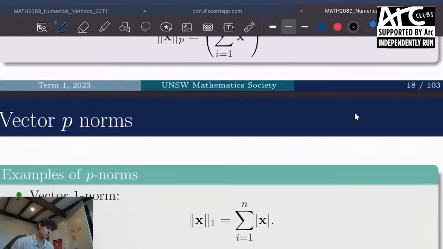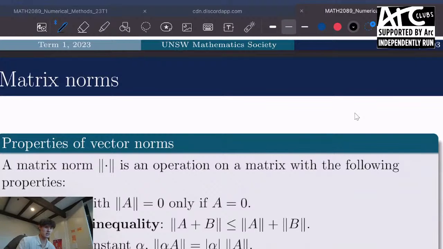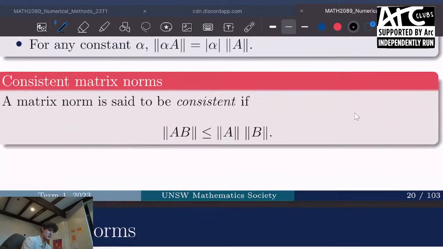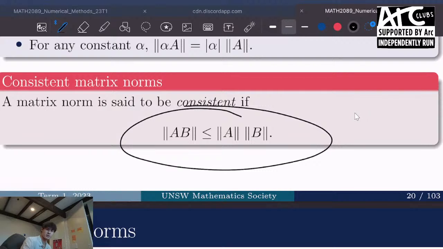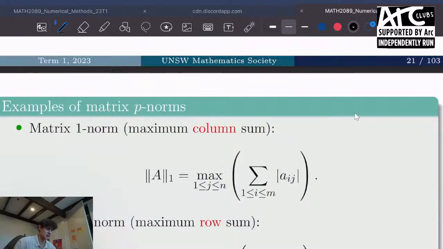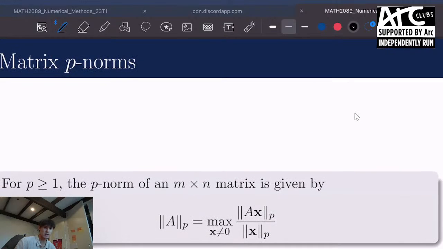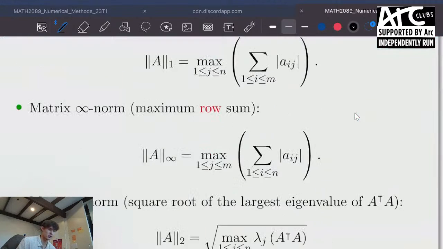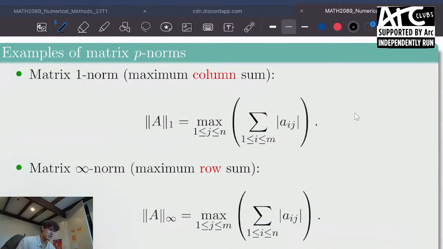Now, we're going to be looking at matrix norms. What we just looked at is a vector norm, but a matrix norm is very similar. It's an operation on a matrix which has the exact same properties. Now, a consistent matrix norm is one that satisfies this inequality here, which is a sort of extension of the Cauchy-Schwarz inequality. The reason why we're looking at matrix norms is that they'll help us out soon enough. But when it comes to actually calculating matrix norms, this definition doesn't help us a lot. So this is the formal definition of the matrix p norm. However, the definitions that will help us a lot when we're actually calculating stuff are these.